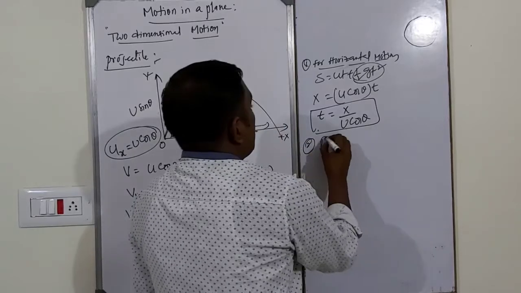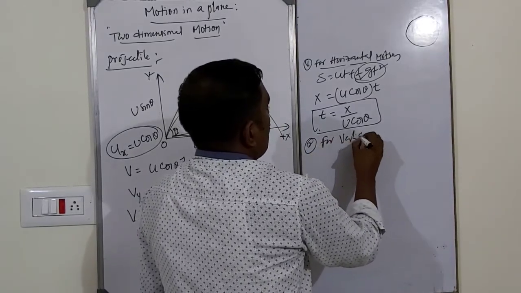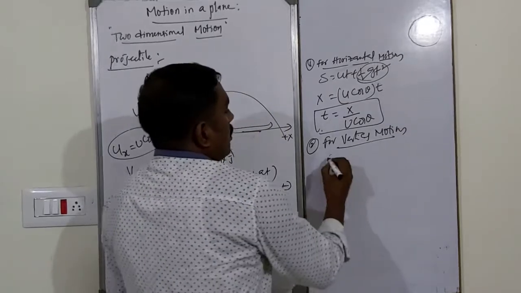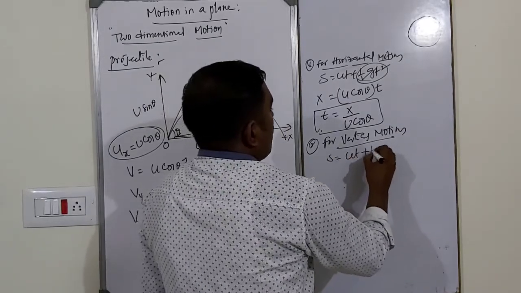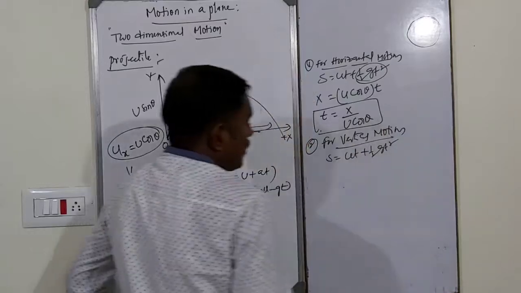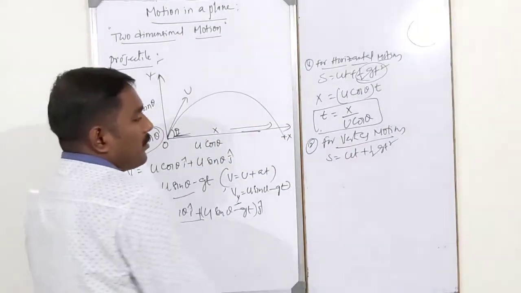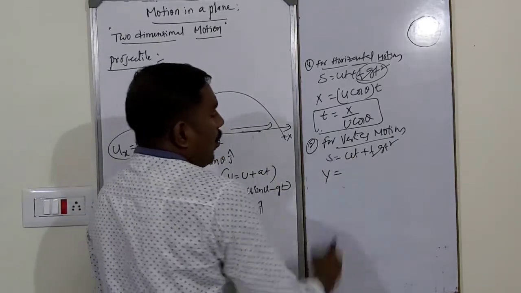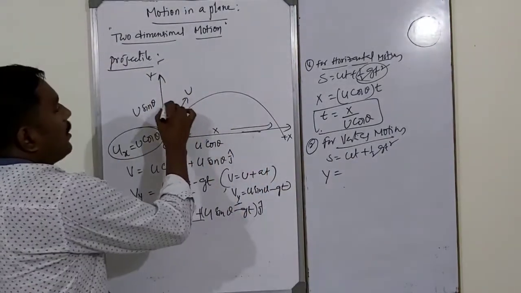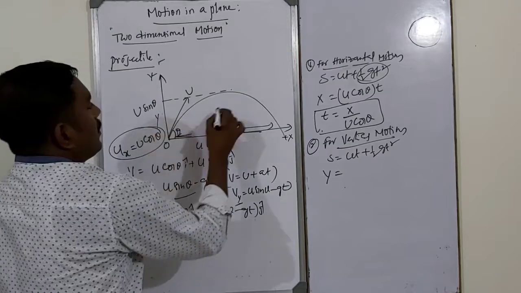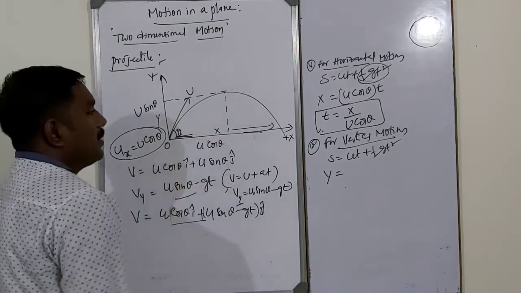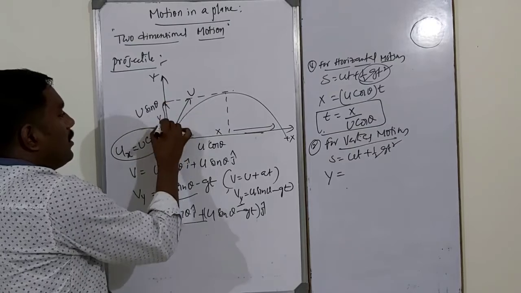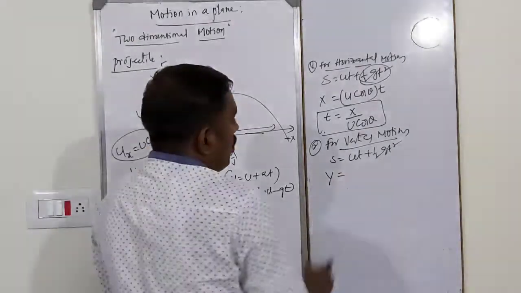Now next one, for vertical motion. For vertical motion, s is equal to ut plus half at square. I will take again the same equation. s is the vertical motion like this. The vertical component I will take as y. s is equal to y. This is the y. Of course this is the x component, and this is the y component. So s is equal to y.